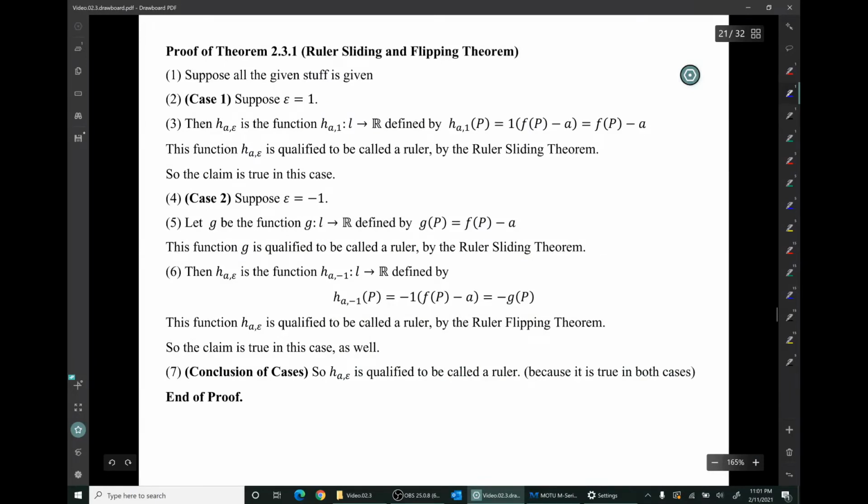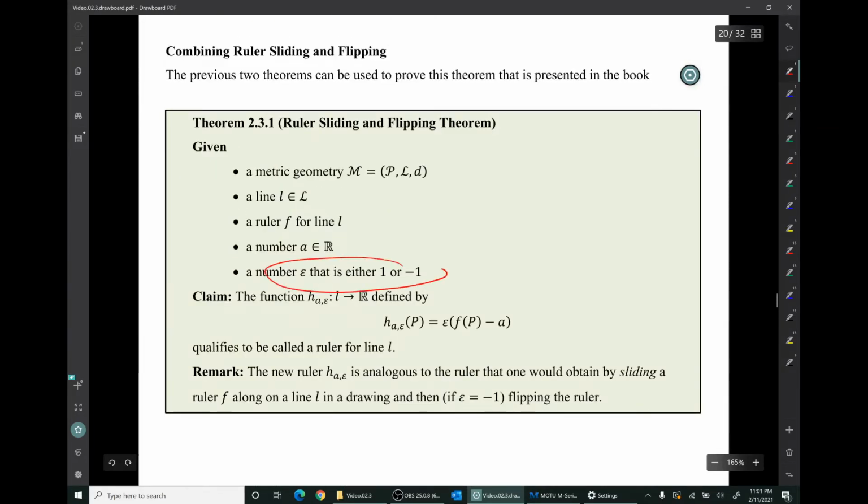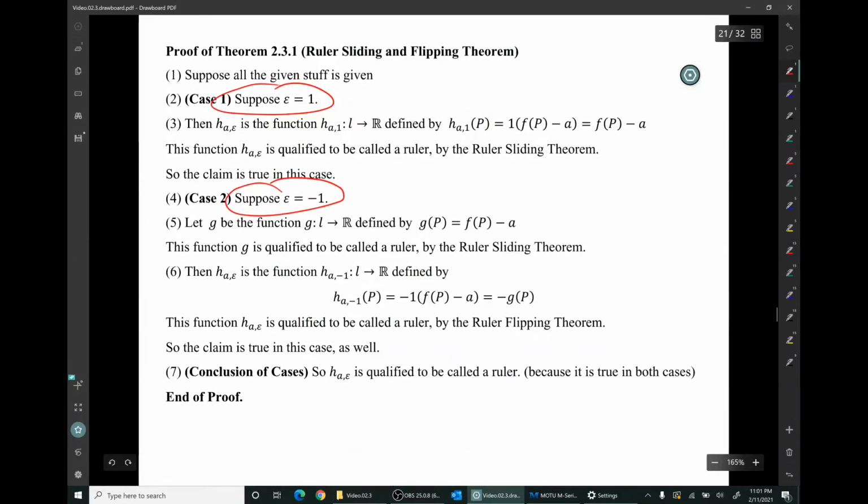Well, there are two cases. Remember that epsilon is either 1 or -1, so that's an or statement. We have this or statement in the given information. Well, that is a hint that maybe we should use a proof by cases. So the first case is when you suppose epsilon is 1, well then the formula for h is simpler. Epsilon is 1, so you put a 1 here. Well, then the formula for h of p is that thing.